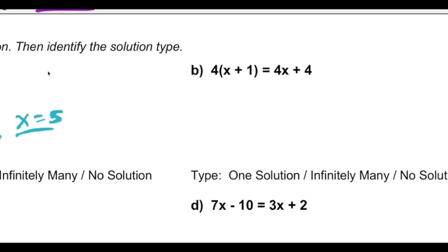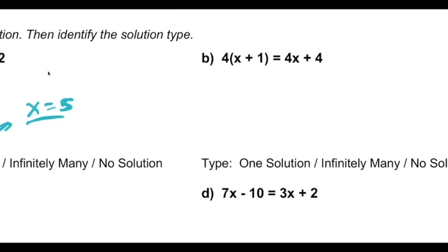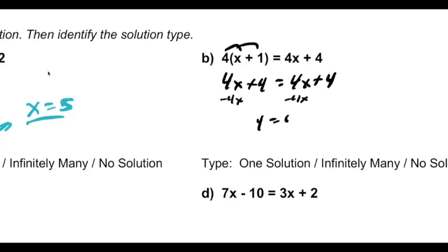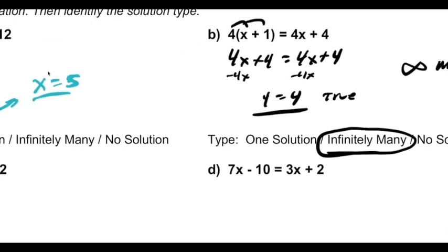There we go. The next one, so to solve this, I'm going to distribute. I get 4x plus 4 is equal to 4x plus 4. If you notice, they're exactly the same. You can stop there. You go like, oh, this is all real numbers, infinitely many solutions. Because if you want, you can subtract 4x from both sides to show it. But they're the same thing. So this is a true statement. We have infinitely many solutions, or all real numbers. Like that.